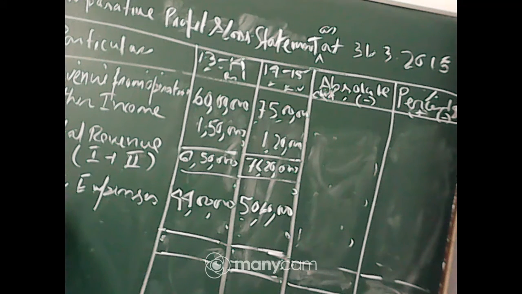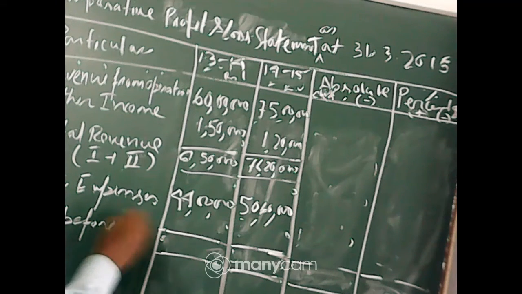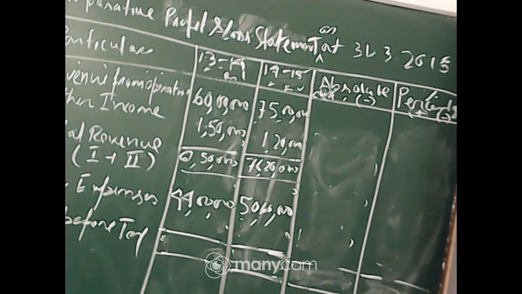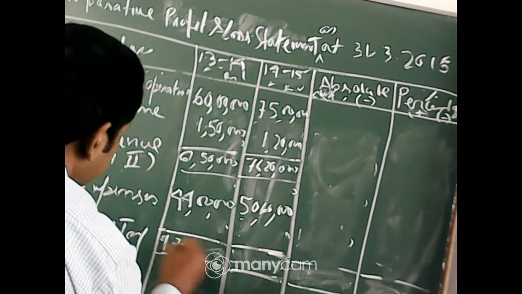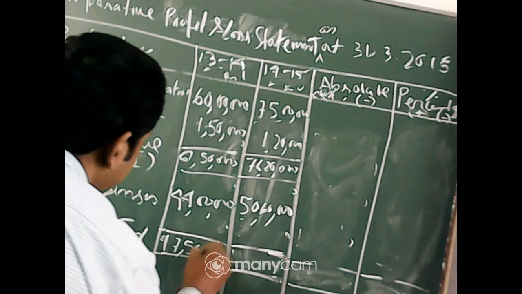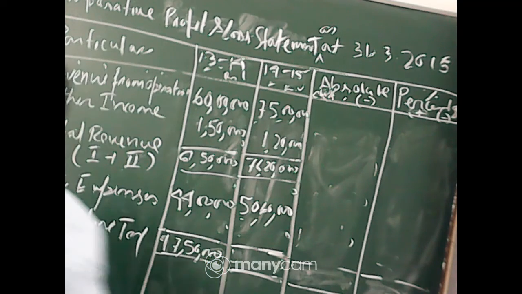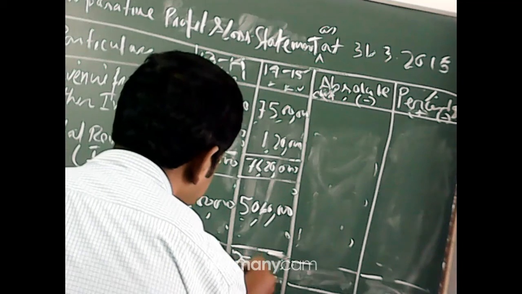Profit before tax, and that will be total income minus total expense, that is 17,50,000 and that is 25,60,000.